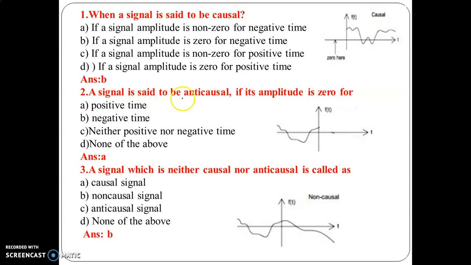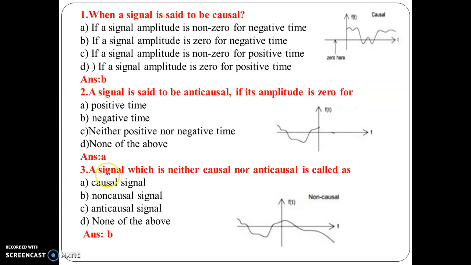Next, a signal is said to be anti-causal if its amplitude is 0 for the positive time. Okay. Anti-causal means the waveform appears in the negative time and it is not appearing in the positive time. So a signal is said to be anti-causal if its amplitude is 0 for the positive time. So option A is right.